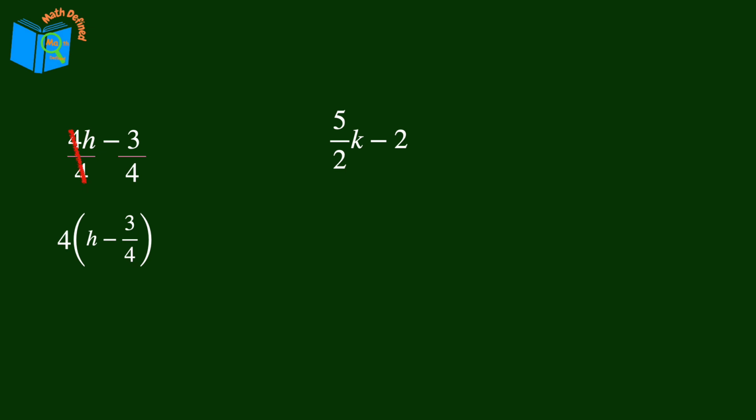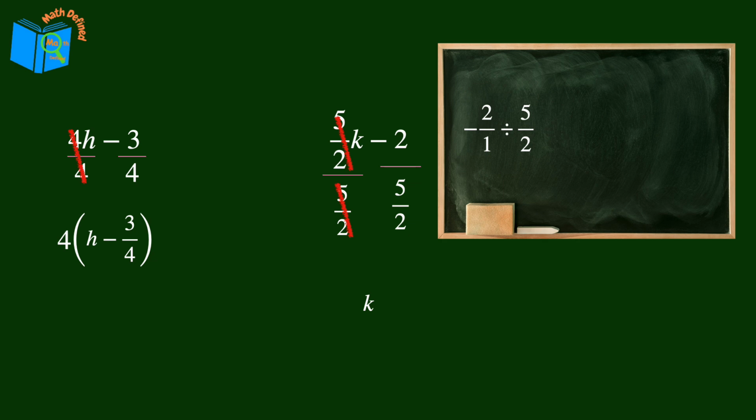Moving on, we have the expression 5/2 k minus 2. The coefficient is 5/2, so we need to divide each term by 5/2. The 5/2s cancel each other out, leaving the variable k. And we'll have to divide the second term, negative 2/1, by positive 5/2. We need to multiply by the reciprocal, and then multiplying the numerators, negative 2 times positive 2 is negative 4, and then the denominators, 1 times 5 is 5, giving us negative 4/5. So we are left with k minus 4/5. We'll bring down the coefficient 5/2, and we're done.